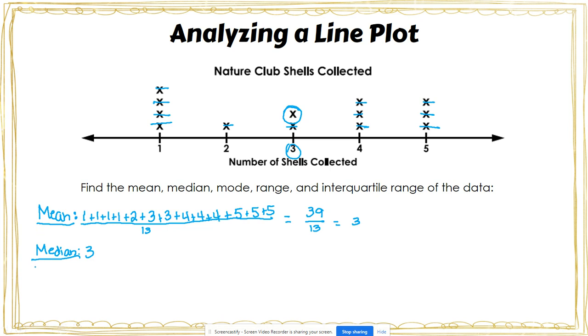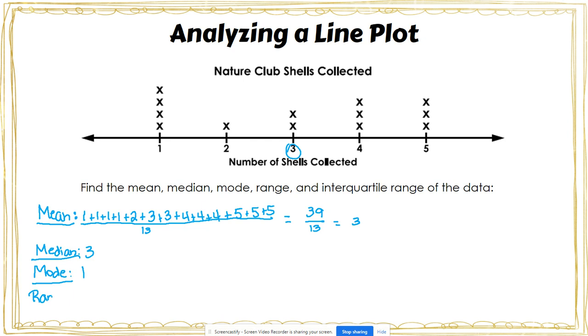To find the mode, I'm going to find the number that occurs most often. Well, on a line plot, that's easy to spot because the number that occurs most often is the number that has the highest line. So when I look here, I see that this line is the largest and it belongs to 1. So that means that 1 is my mode.